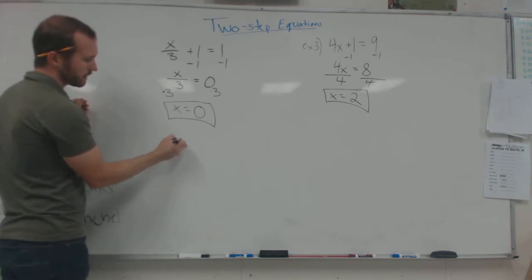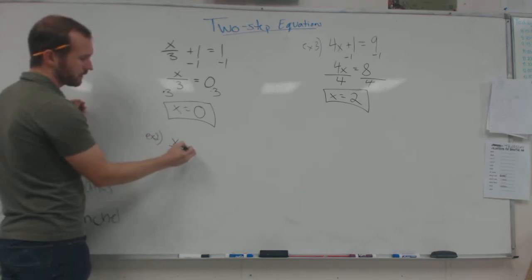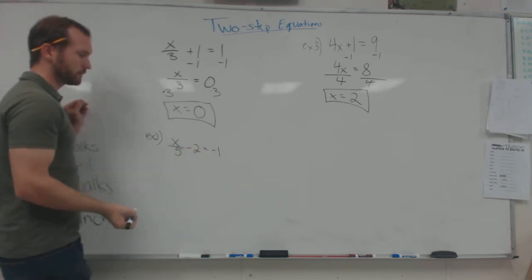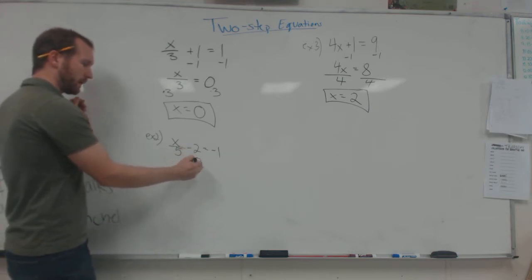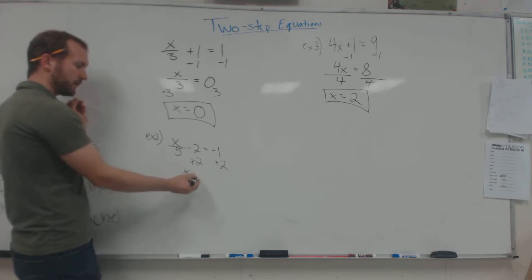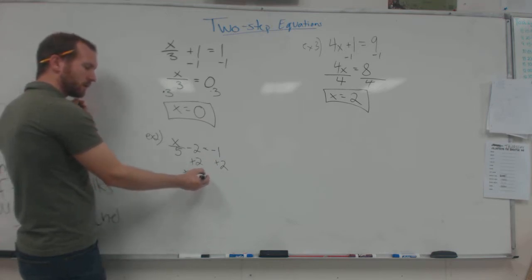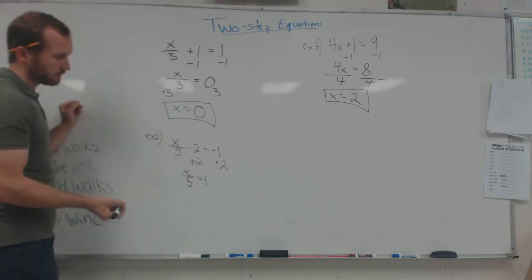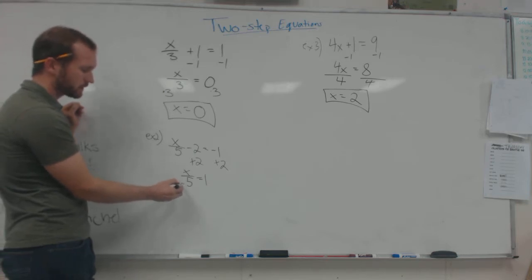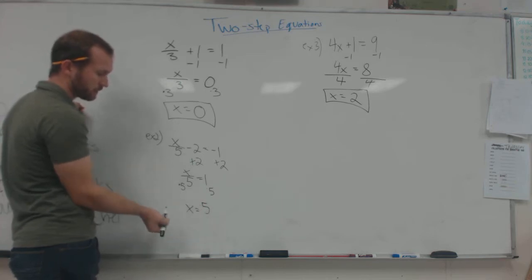What if I had, let's do another example like this. x over 5 minus 2 equals negative 1. First step, you add 2 on both sides. What's left on the left? x over 5. Very good. Negative 1 plus 2 is positive 1. And then you multiply by 5 on both sides. So I have x equals 5.